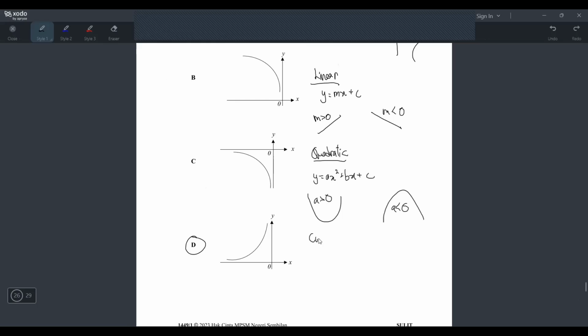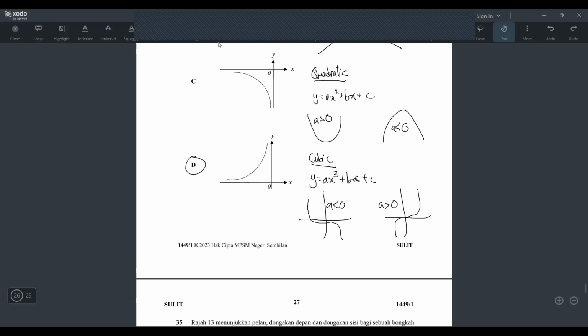Next type of graph, we call it cubic graph. Cubic graph, the highest power will be power 3. So the equation will look like this. Ax power 3 plus bx plus c. We don't care about the rest of the power. We only care about the highest power. So if it's highest power, it will look like this. All right. It will look like this. Or it can look like this also, right? But how do we know which one? Okay, we look at the A. If your A is negative, then it will look like this. But if your A is positive, it will look like this, right?